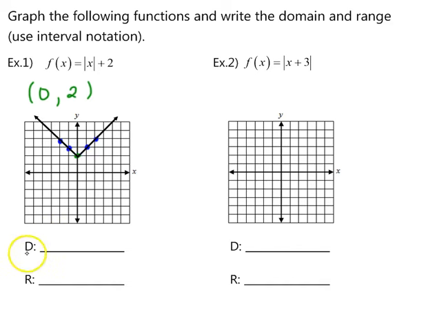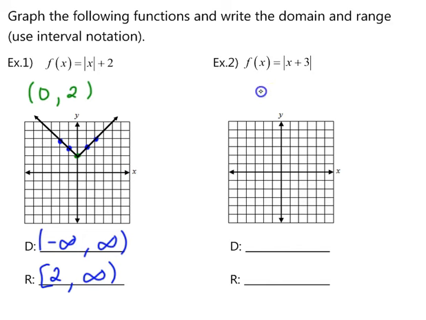Next, we just want to write the domain and range in interval notation. So remember, the domain, how far left, we're going to go left forever to negative infinity. How far right, we're going to go right forever to positive infinity, and infinity uses parentheses. For the range, the lowest y value is positive 2, included, and our highest value is going to go up forever towards positive infinity with a parenthesis.